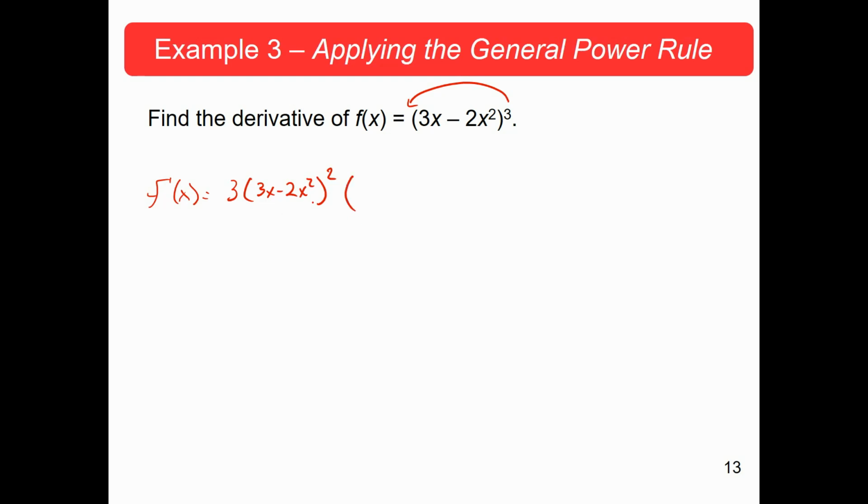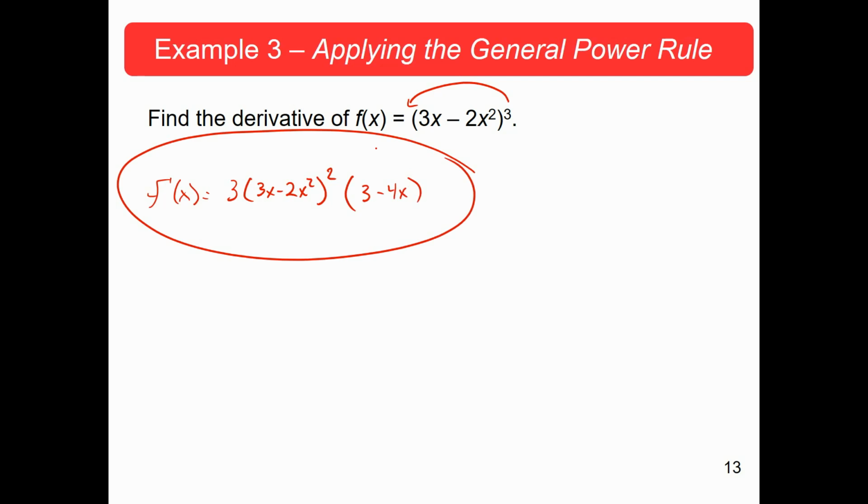Now we have to take the derivative of the inner function. So the derivative of 3x is 3. Derivative of negative 2x squared is negative 4x. And we're done. There's our derivative.